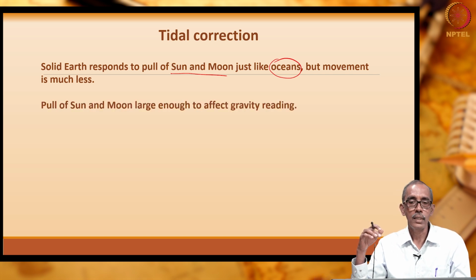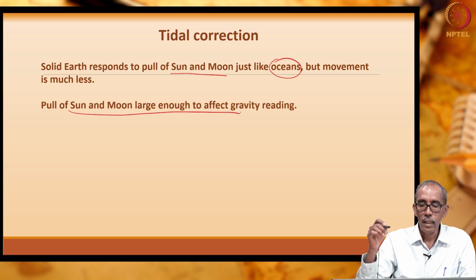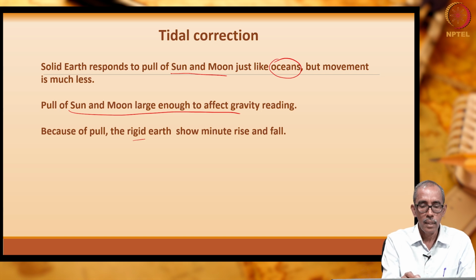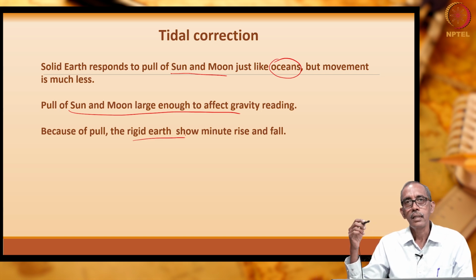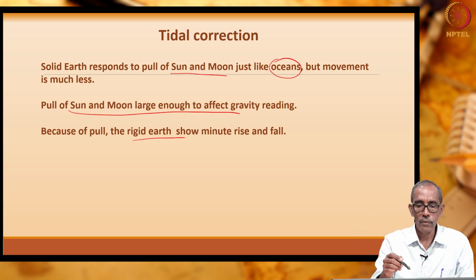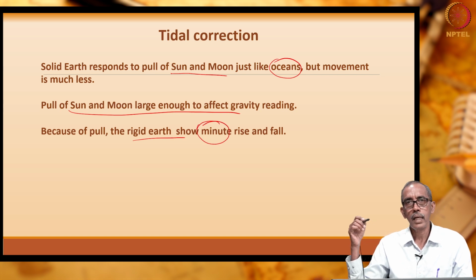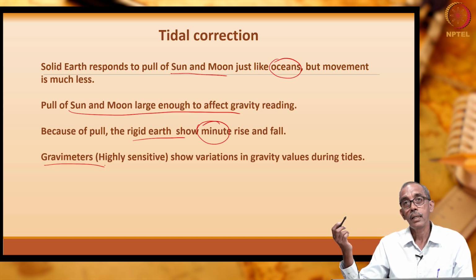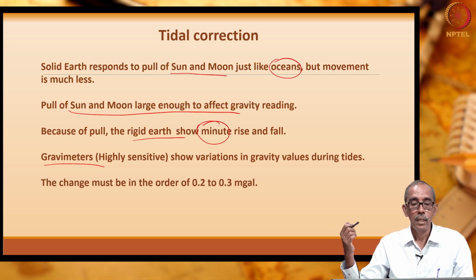That correction is known as tidal correction. Right? They also affect the gravity reading which we have made. Right? Since the earth is solid, very rigid, the rise and fall of the surface is very, very minute. Very minute rise and fall. So, gravimeters are very sensitive. They are able to pick up these variations. Right? That means they are able to pick up the tidal effects on the solid part of the earth. We have to correct for that.